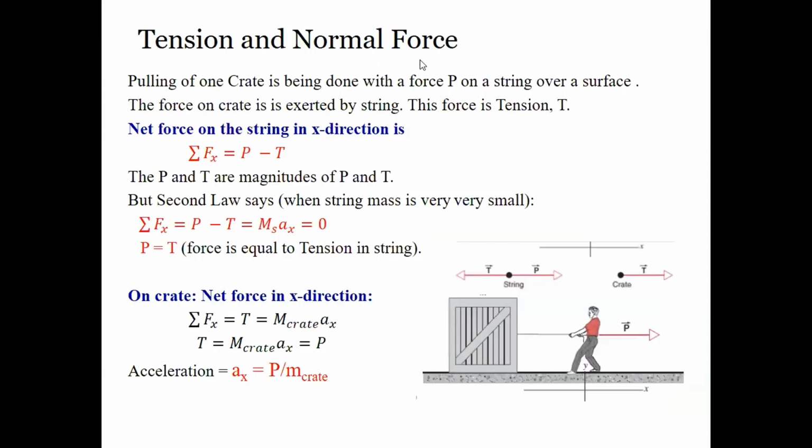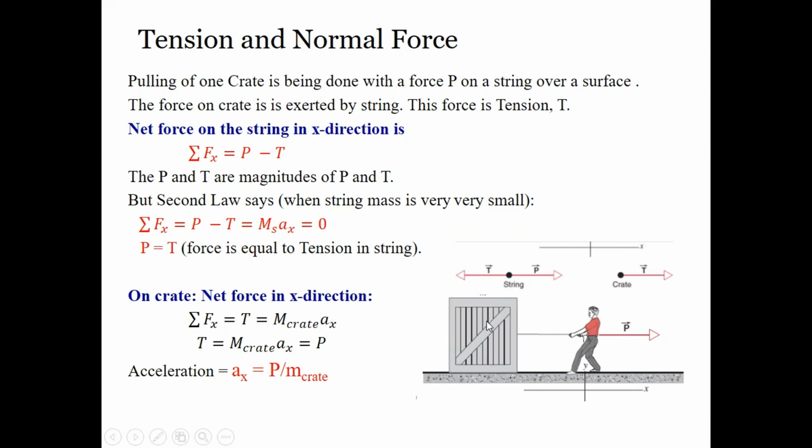Let's do one example in which the tension and the normal forces are involved. Pulling one crate is being done under the force P, which is applied on a string over a surface. And the force on a crate is exerted by the string, and this force is tension. Now you can see here in the diagram that this is a crate, and there is a rope attached, and the man is pulling it with the force P.